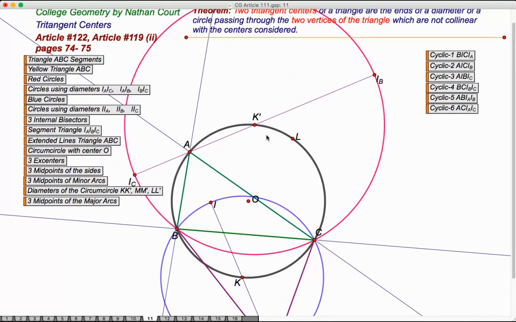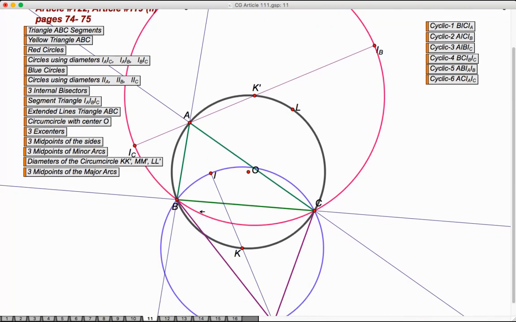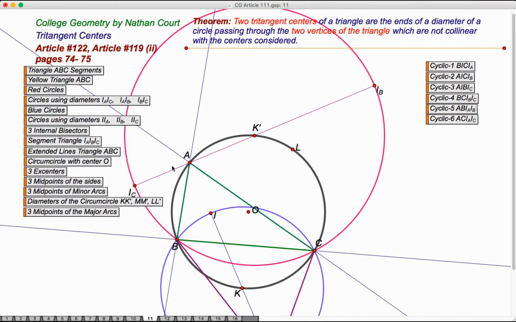On the other hand, this big red circle passes through points B and C, and A is not affected, just like the blue circle, A is not affected. And this one is determined by ex center I sub C and ex center I sub B. And that's the diameter of it. And the center is the midpoint, and it is on the circumcircle, K prime. Okay? And KK prime, as we all know, is the diameter of the circumcircle.